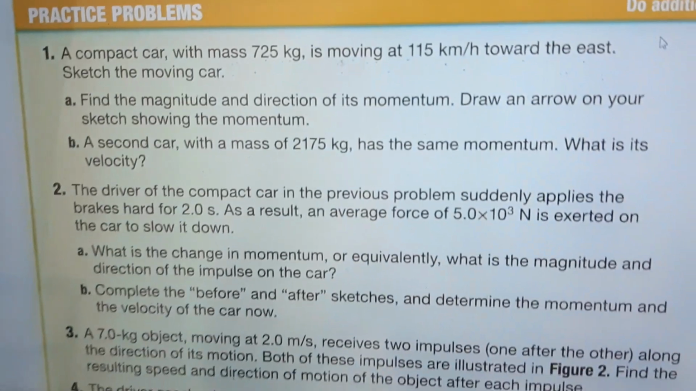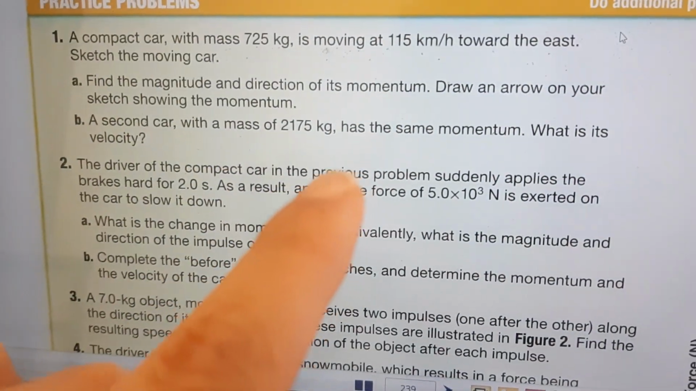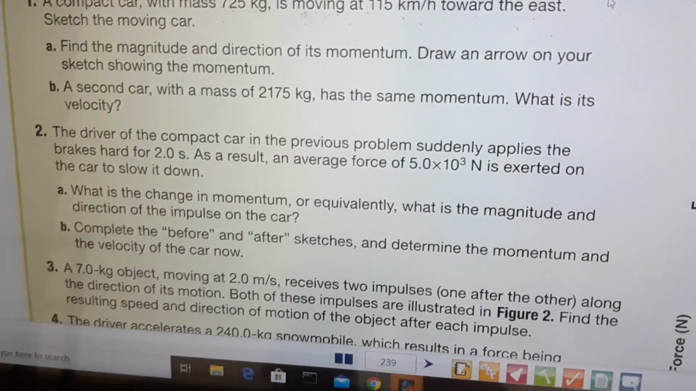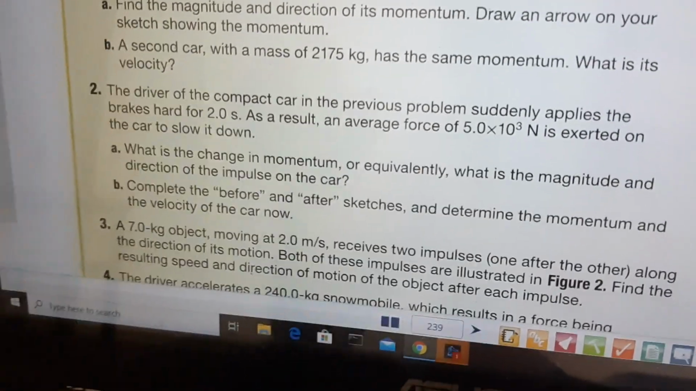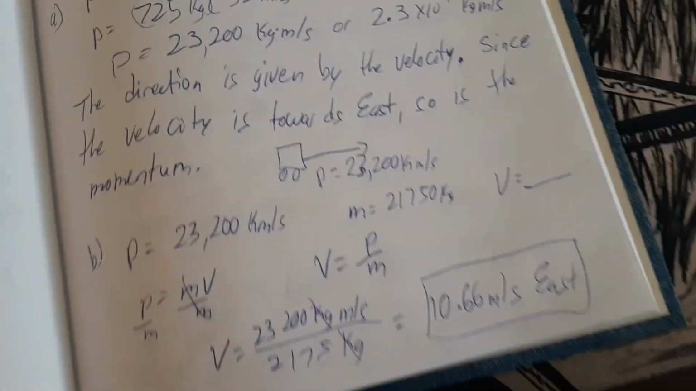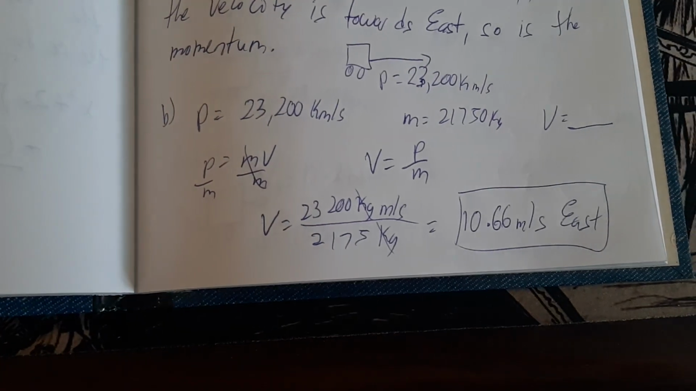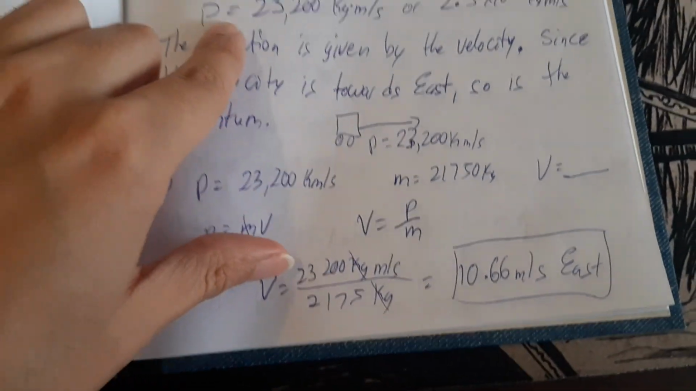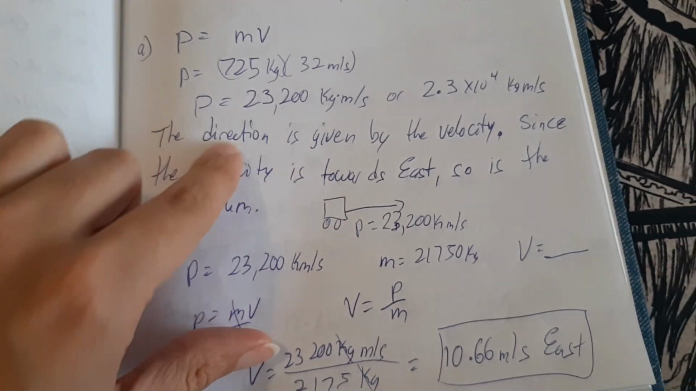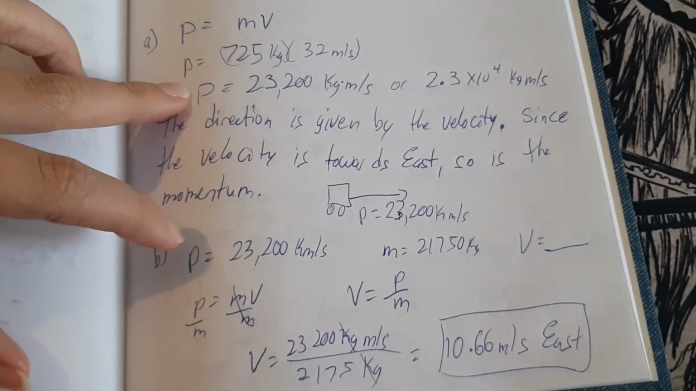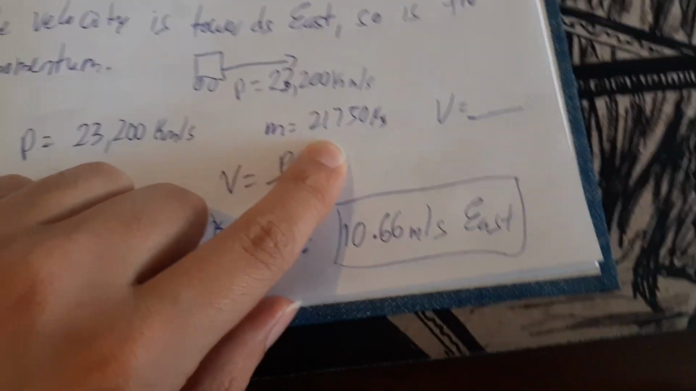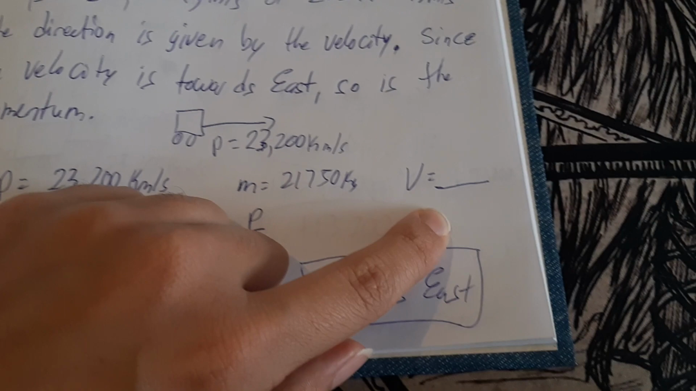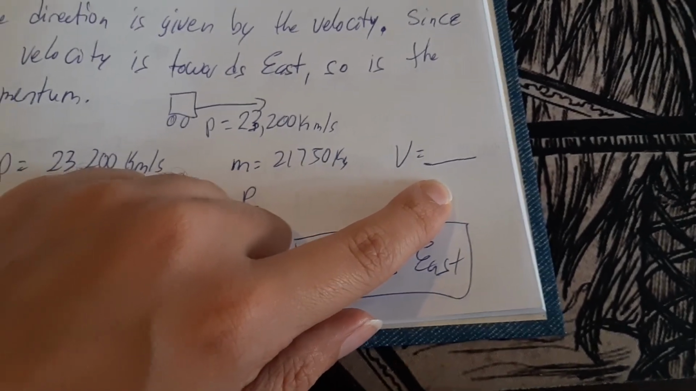All right? Now, for the second part, we have a second car with a mass of 2,175 kilograms. Has the same momentum. So this problem is giving us the momentum instead of the mass and the velocity. All right? That's what's right here. We already calculated the momentum. So we use the exact same momentum from part A to part B. The problem also gives us the mass, and it's now asking us to find the velocity. And how do we do that?